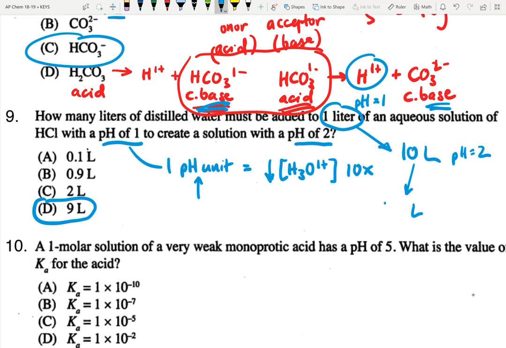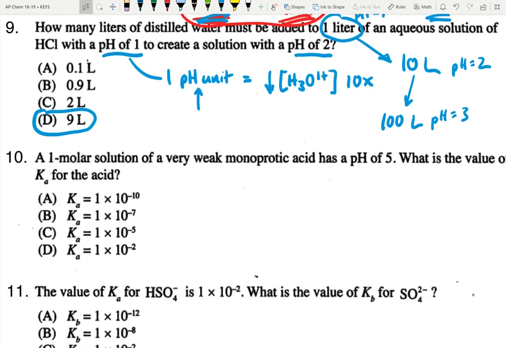Added another 90 to make 100 liters total. We'd have diluted it another factor of 10, and that would make it pH equals 3. And you get the idea. If we keep going, dilute it to 1,000 liters, we'd get pH equals 4. So every pH unit is worth a 10 times dilution, or if you're going the other way, a 10 times increase in concentration for our hydrogen ions there.